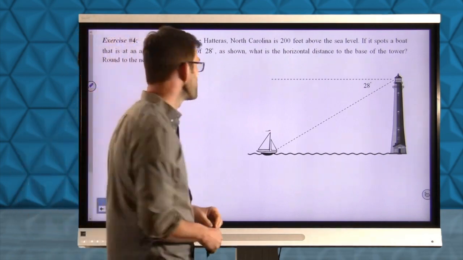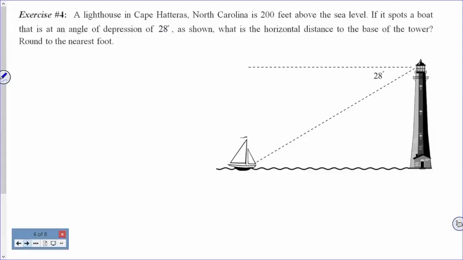I like ship problems. A lighthouse in Cape Hatteras, North Carolina is 200 feet above the sea level. If it spots a boat that is at an angle of depression of 28 degrees, as shown, what is the horizontal distance to the base of the tower, rounded to the nearest foot?